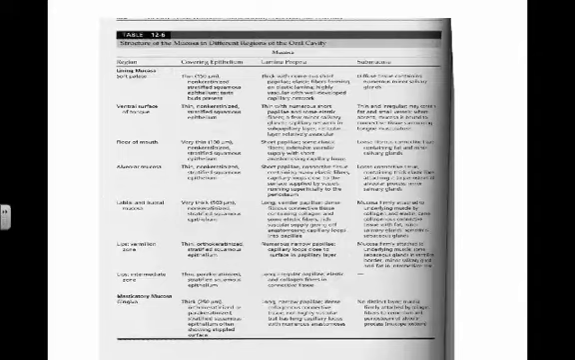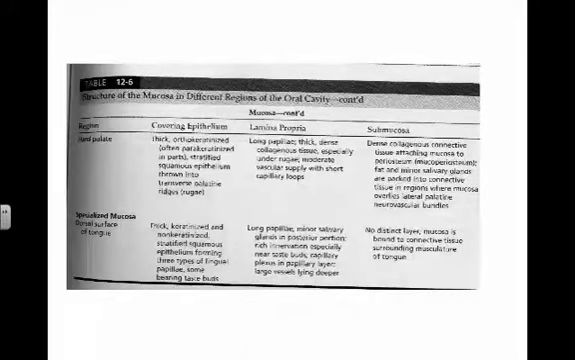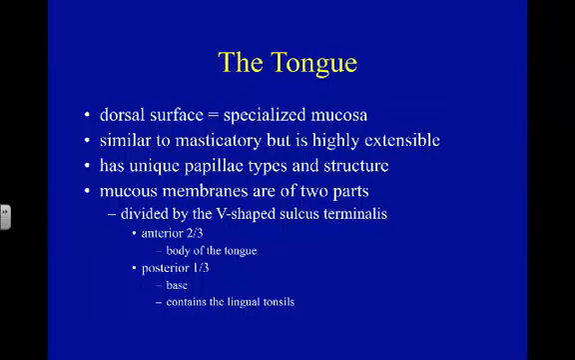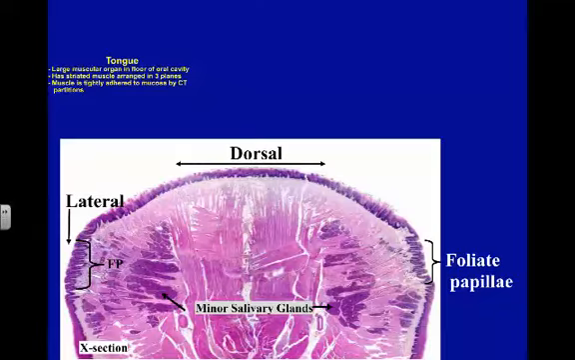What we're looking at is the thickness of the tissue, the lining, what kind of epithelium we have, and whether or not we have a submucosa. So please read this over. Whoops, it's going a little quick here. Oh, we got the tongue to do here.